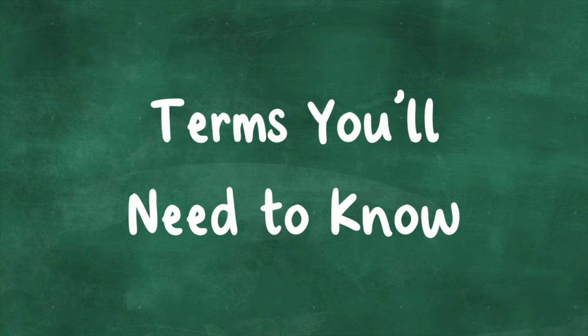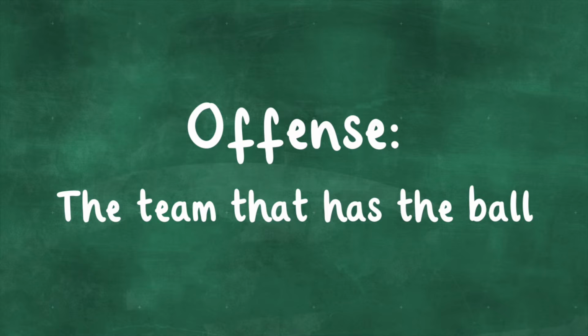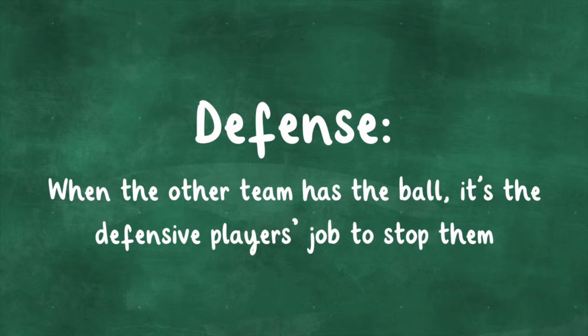Terms you'll need to know. Offense. This is the team that has the ball. The offense is in charge of running or passing the ball. Defense. When the other team has the ball, it's the defense's job to stop them. Tackling is when you bring an opponent to the ground. If you can't tackle, you won't be a good defensive player.